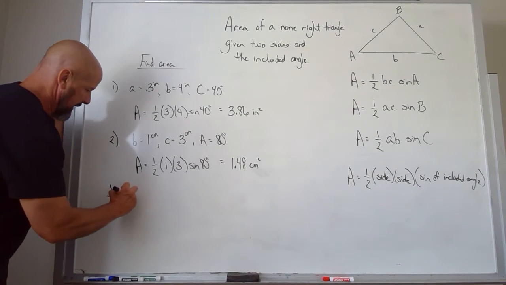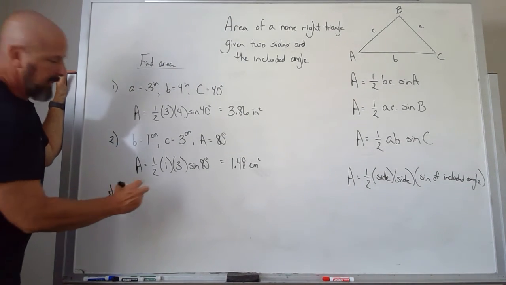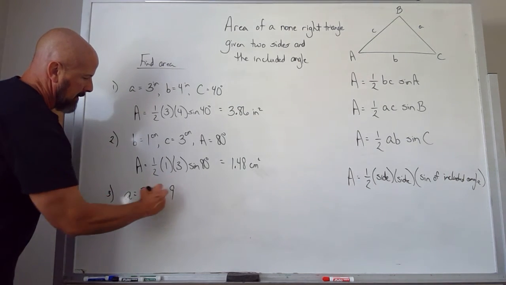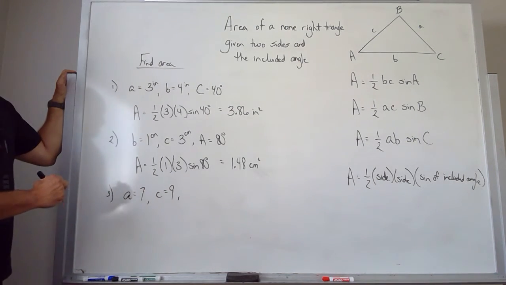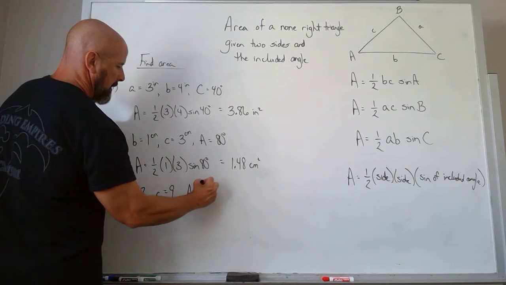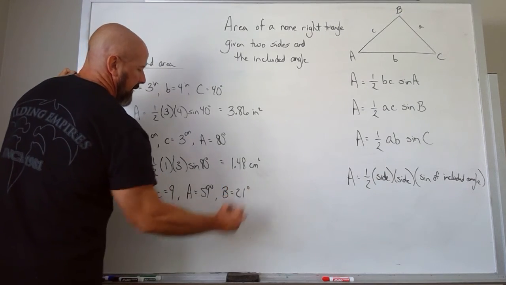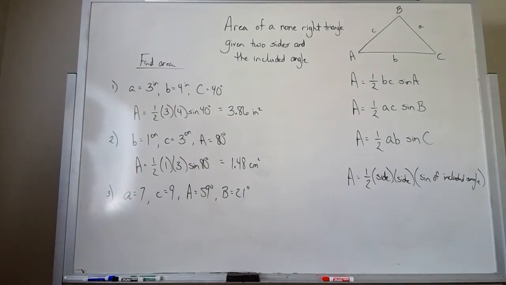So I'm going to say A equals 7, C equals 9, and then A is 59 degrees, and B is 21 degrees. So this time I give you two angles with the two sides. The most important thing would be which angle's included, because the one that's included is the one I want to use. So I'm given A and C.